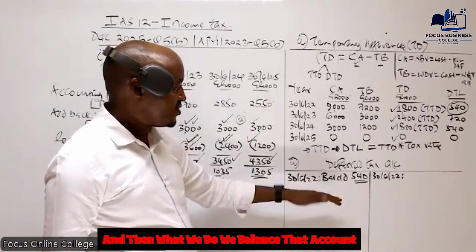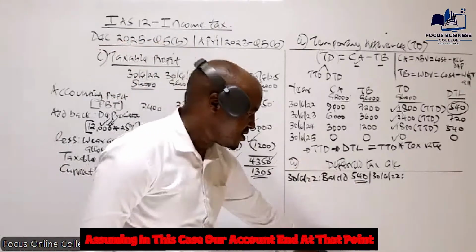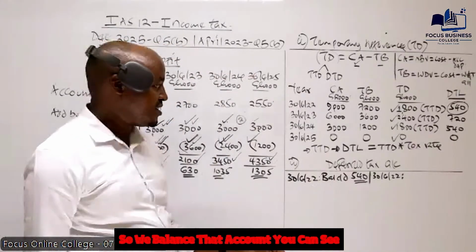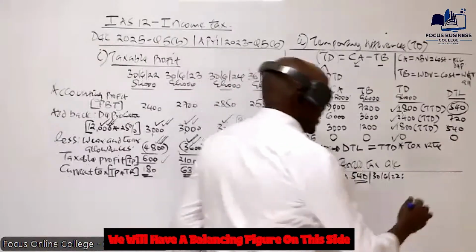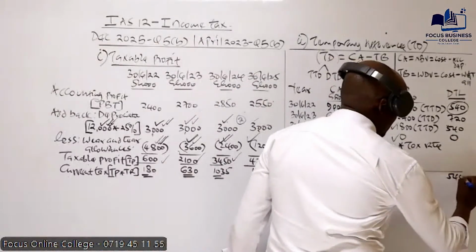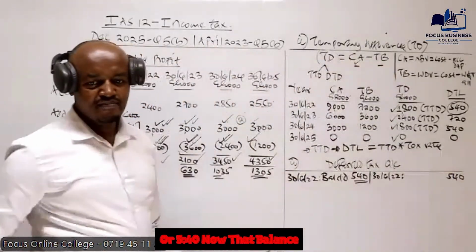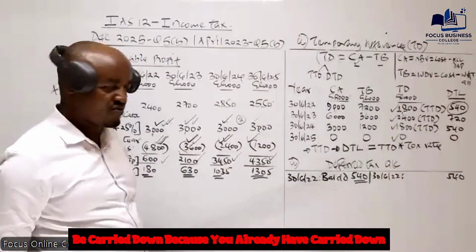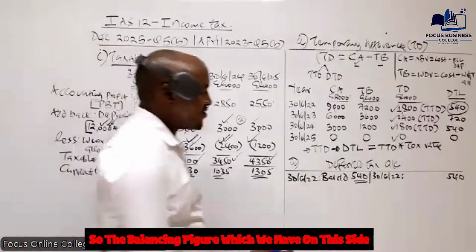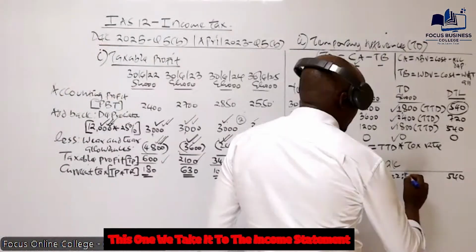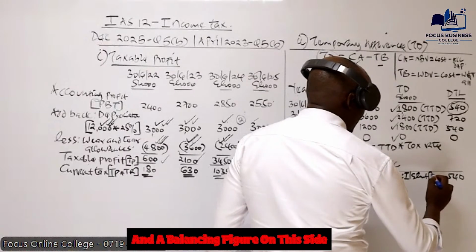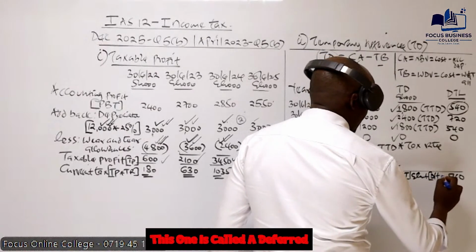Then we balance that account, assuming in this case our account ended at that point. You can see we will have a balancing figure on this side of 540. That balance cannot be carried down because we have already carried down. So the balancing figure on this side, we take it to the income statement, and it is called a deferred tax expense.